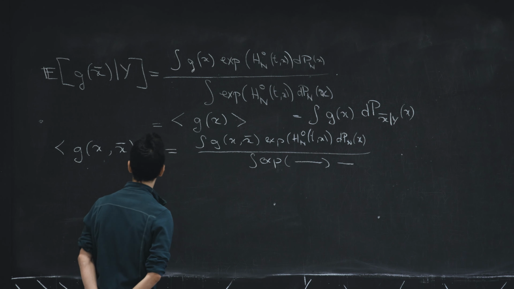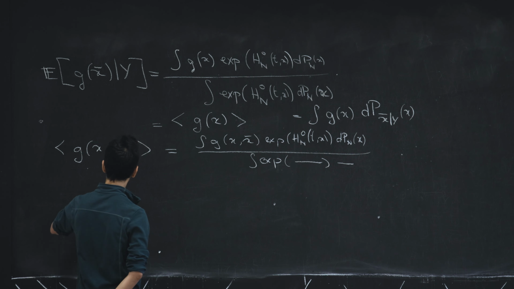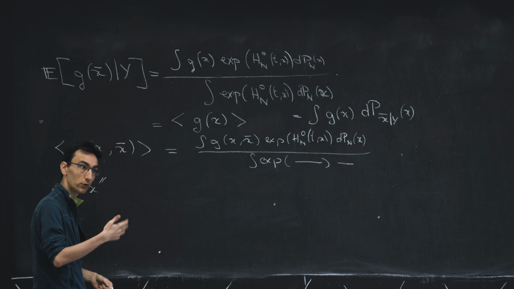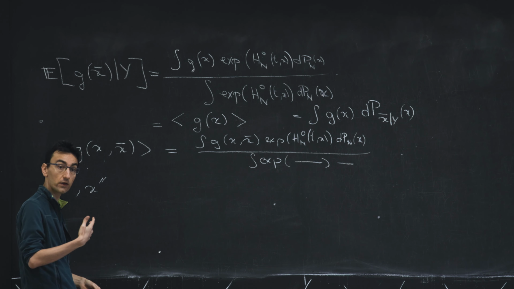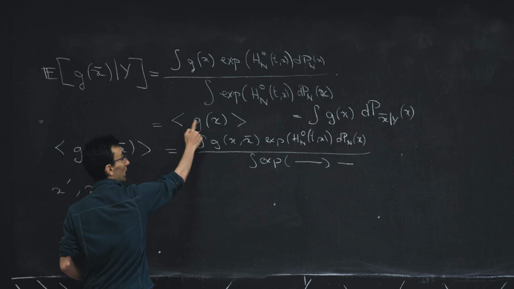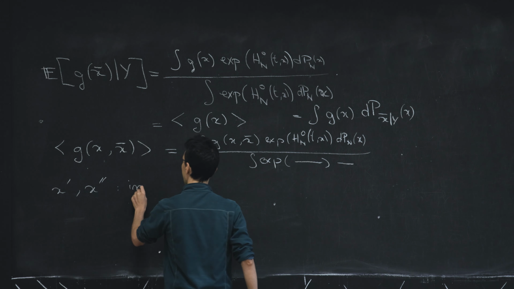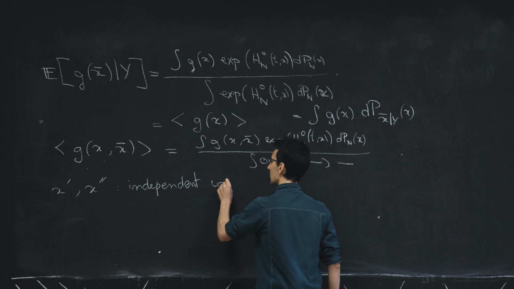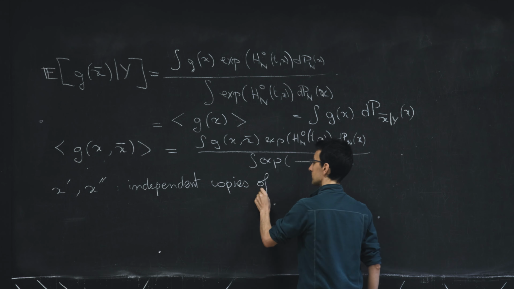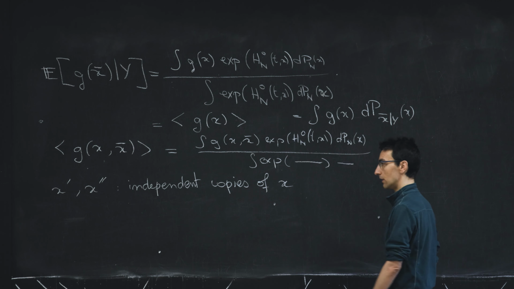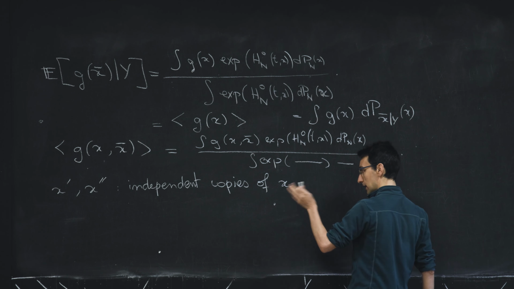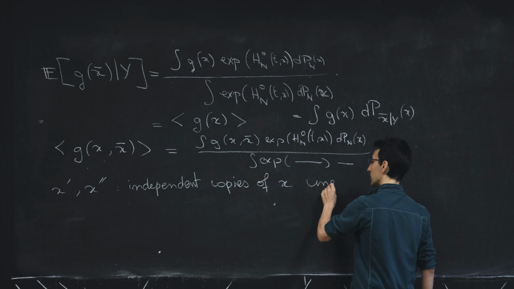So this is one notation I want to have. Also, sometimes I'm going to use x prime or x double prime to denote independent copies of x under the measure with the bracket like this. People who are familiar with spin glasses will call these replicas, but well, independent copies of x under this Gibbs measure.